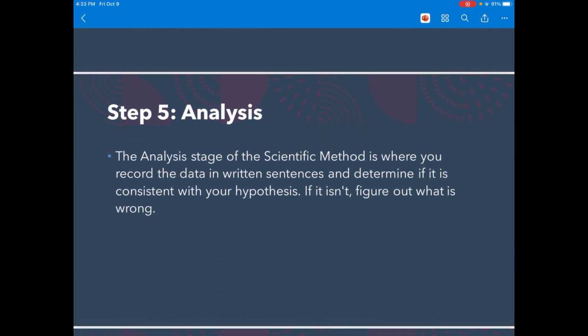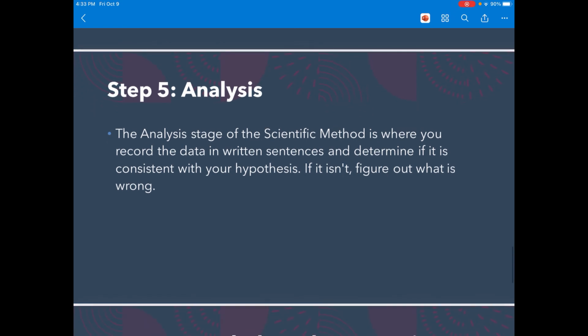Step 5. The analysis. The analysis is the stage of the scientific method where you record the data in written sentences and determine if it is consistent with your hypothesis. If it isn't, figure out what is wrong. If it's a random error or a systematic error.